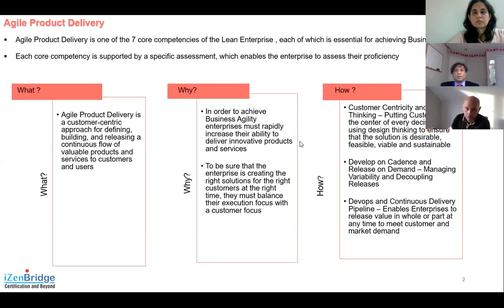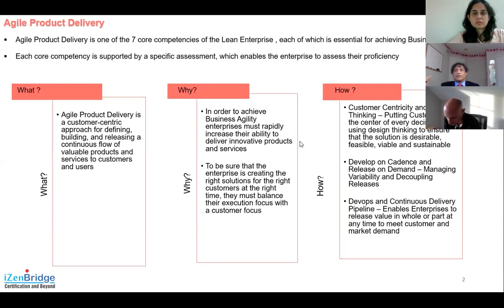viable, and sustainable. Now, one of the most important things that we cover, the other dimension that we measure is developing on cadence and releasing on demand. Right? Now, why do you need to develop on cadence? Cadence enables you to manage that variability, right? And then also it allows you to be able to decouple these releases and release on demand, right? You don't want to release whatever you want to release, but whatever customers want, and whenever they want it, you need to be able to build capabilities to be able to release that.